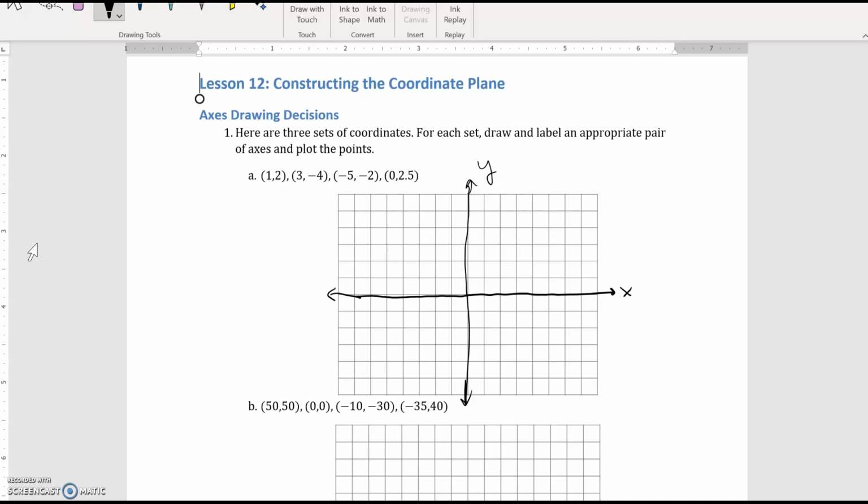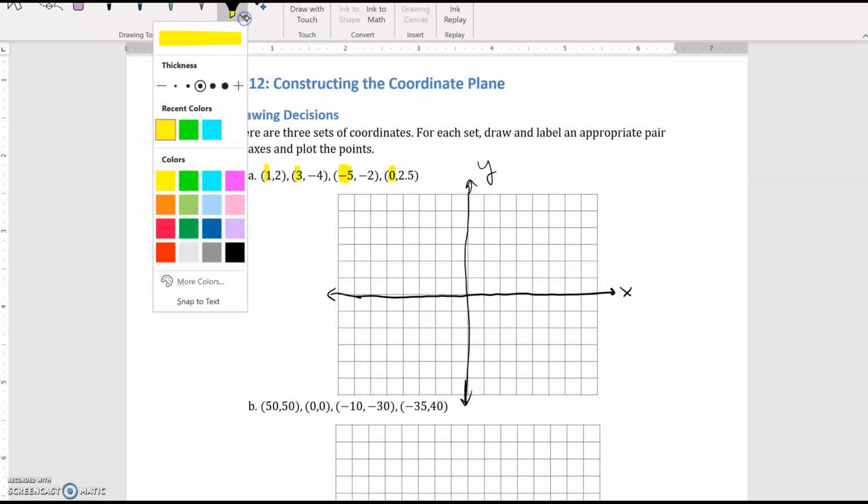And I'm going to see these points and do some analyzing, think to myself, what would be a reasonable scale if I have these kind of numbers? And here's how I'm going to think about that. I'm going to look at the x's and see what's my highest and what's my lowest x. So when I think about that, for my x values, my highest is a 3, and my lowest is -5.